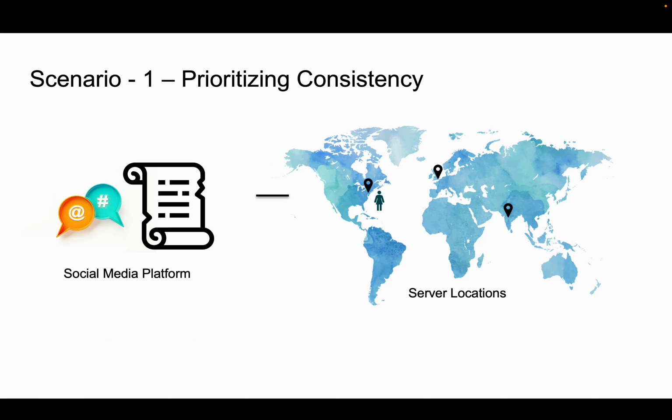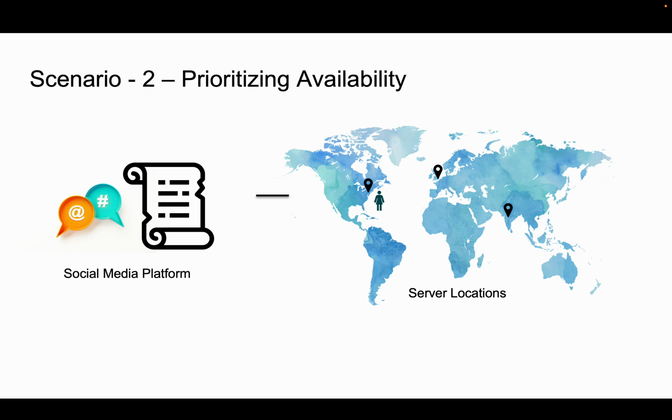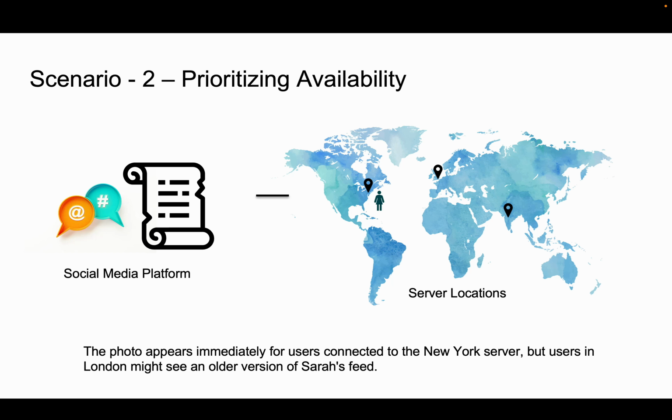So, scenario one, where you prioritize consistency. So, in the same social media app and the same server locations, you prioritize the consistency in your system, which means Sarah's photo does not appear for anyone until all the servers have it. This means if the Delhi server goes down, nobody sees the post until it's back online. Right? Now let's say if you prioritize availability, the photo appears immediately for users connected to the New York server. But users in London might see an older version of Sarah's feed. And now this is a trade-off in action here.